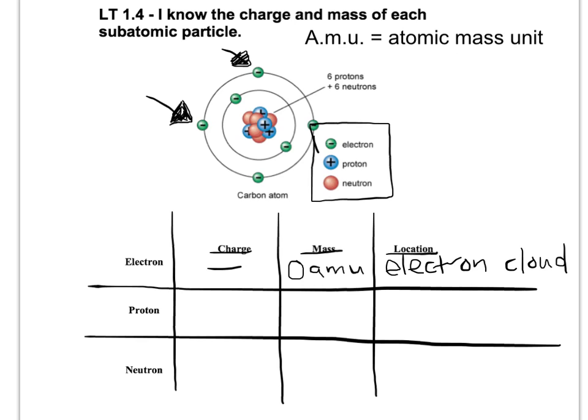Okay, so let's move on to proton. A proton, as you can see from the key, has a positive charge. So you can see proton, positive charge right there. The mass is 1 atomic mass unit, and it lives in the middle right here, which is the nucleus.